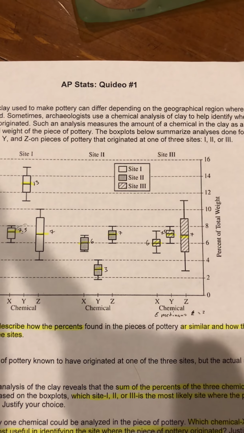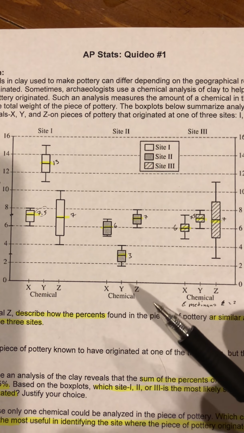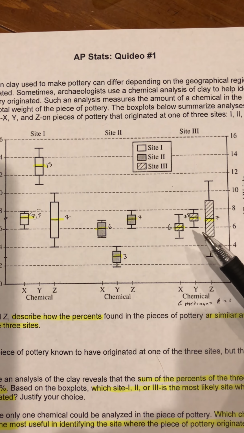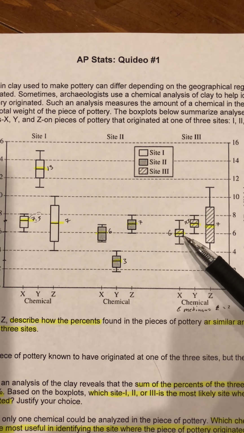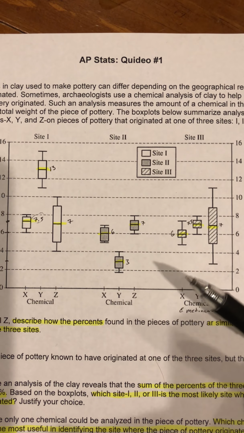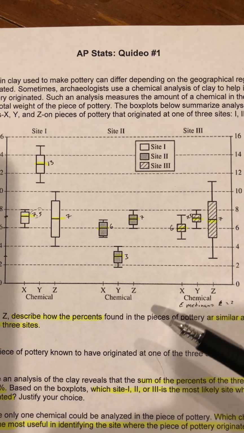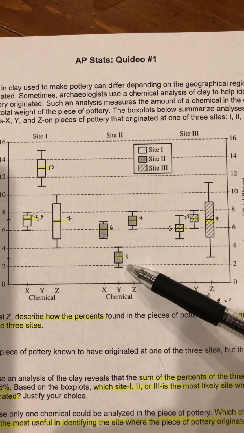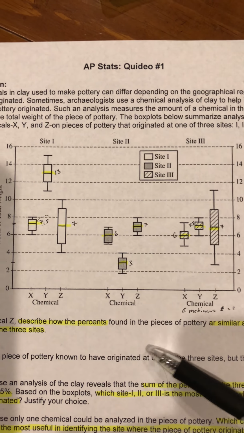So that would mean it would be hard to choose where the piece of pottery could come from based off chemical X, because site 2 and site 3 have the same median value for chemical X. That would basically mean that if you had a piece of pottery that had 6% of chemical X in it, you wouldn't be able to figure out which of these two sites it came from, since it's the same value, and you can only look at one of the chemicals.